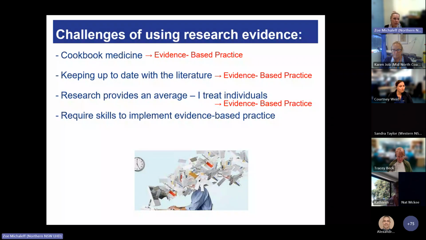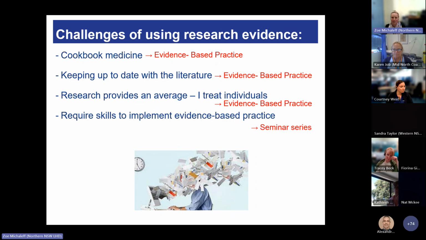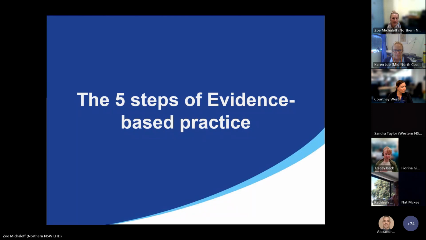Lastly, you require the skills to implement evidence-based practice. And this one is absolutely true, but you've taken the first step because you've attended this seminar series. So over the next 4 weeks, we're going to have a look at the 5 steps of evidence-based practice.